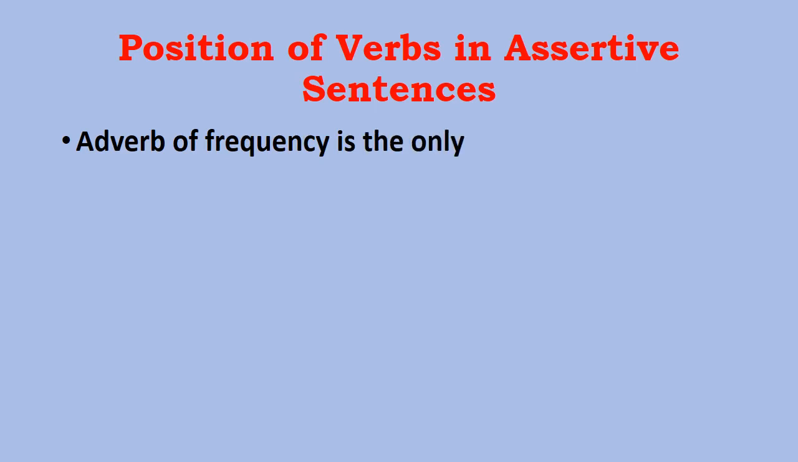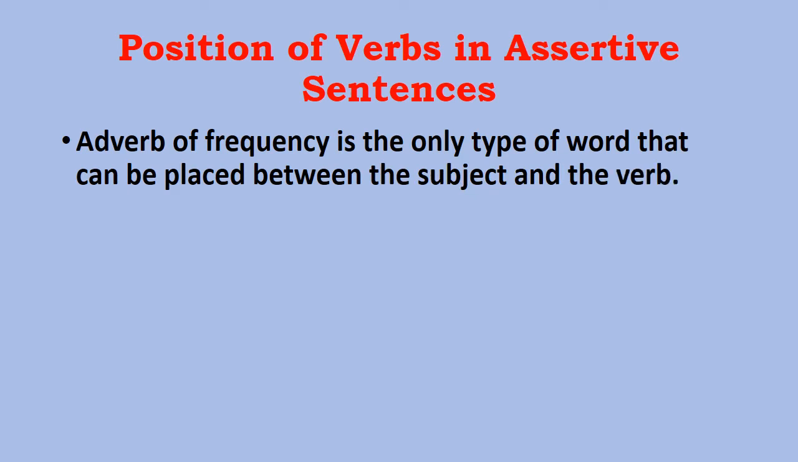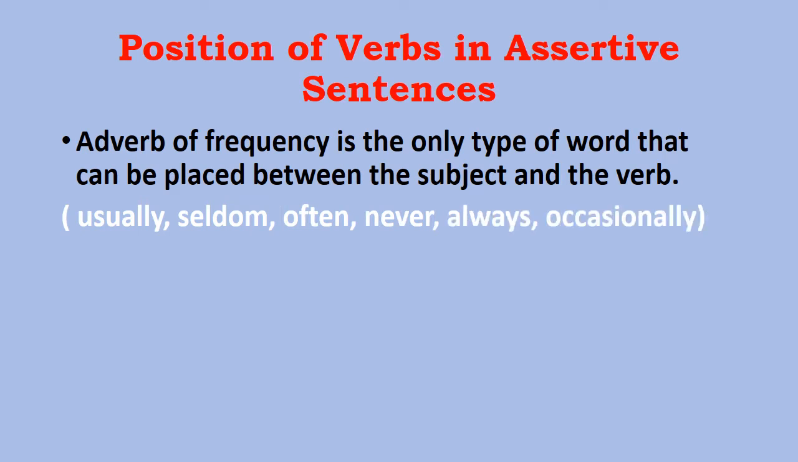Adverb of frequency is the only type of word that can be placed between the subject and the verb. Earlier I told that a verb is placed after the subject. But between the verb and the subject, we can place an adverb of frequency. Now, what are the words that come in the adverb of frequency? They are usually, seldom, often, never, always, occasionally. All these words you can place between the subject and the verb.